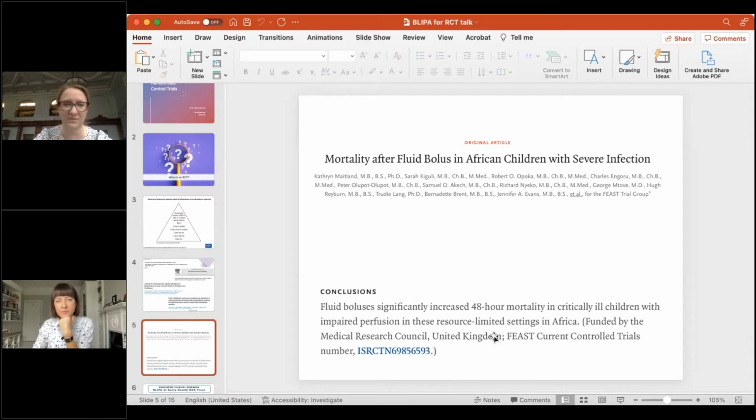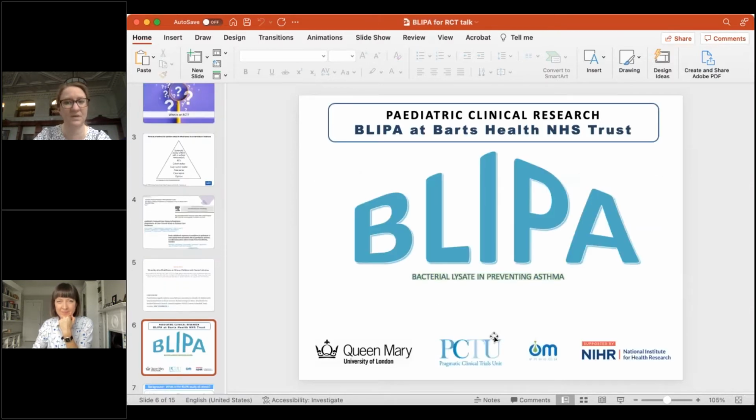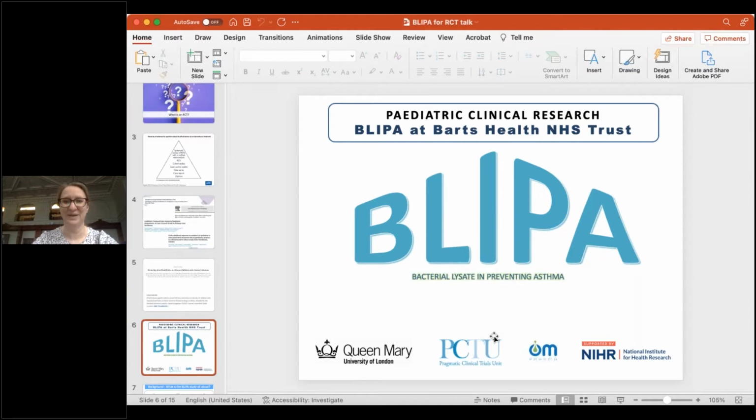I remember seeing this when I was a junior SHO, and it really was the thing that probably prompted me to think about a research career. And then this is the study that we're setting up at the moment, and we've had the green light. We started it finally about a month ago. It's called the Blipper trial.